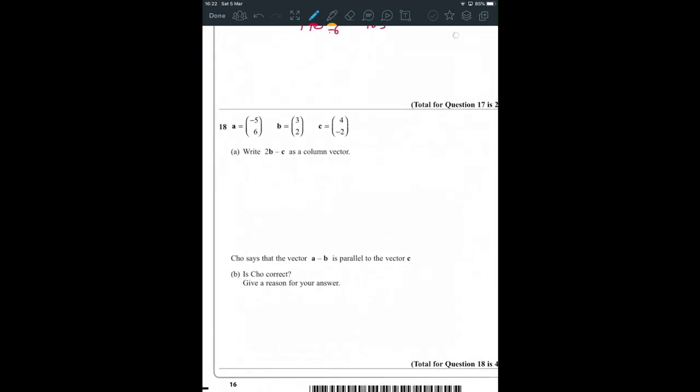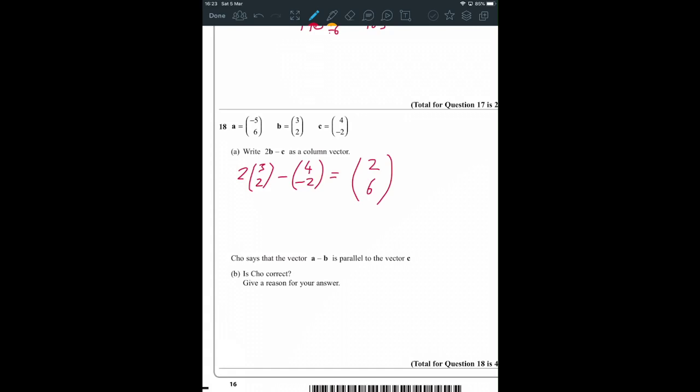Question 18. A vector question, very early in the paper, but it's not the proof style. Right, 2b minus c is a column vector, 2 lots of 3, 2, take away 4 minus 2. Well, let's just work on the top component and bottom component separately. On the top, I've got 2 times 3, take away 4, and on the bottom component, I've got 2 times 2, take away a minus 2, so that's a plus 2. So that should be 2, 6.